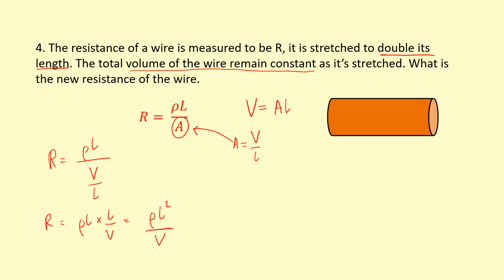Okay, now I know it's the same material, so that means I can ignore the resistivity. I know the volume is constant, so I can ignore that as well. So it turns out resistance is going to be proportional to length squared. The length is being doubled, so that gets squared as well. So the resistance is going to actually be times 4.